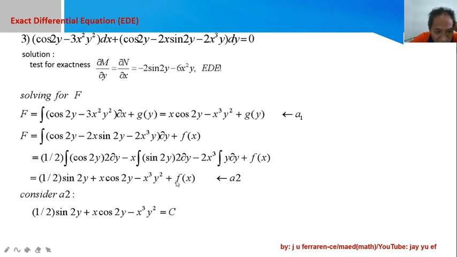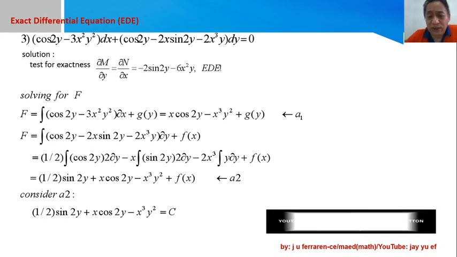Okay, but anyway, you can start anywhere, either E1 or E2. Just provide the unknown function when it exists on the other equation. Okay, so that's all for the exact differential equation.